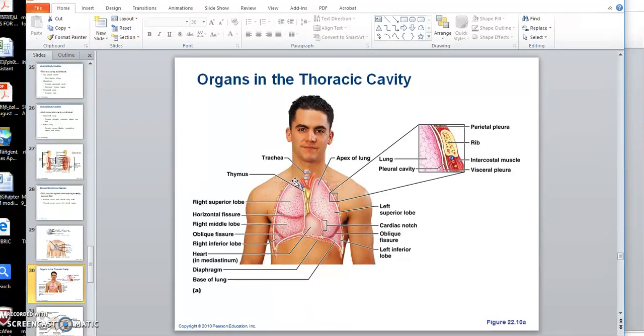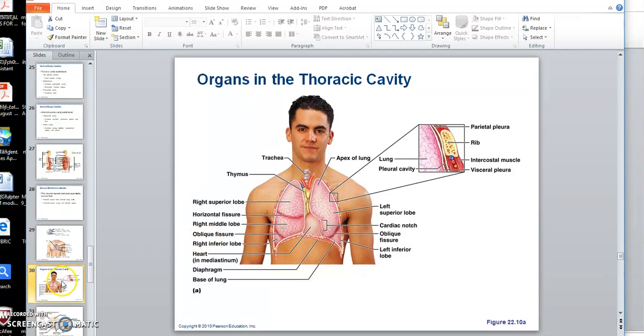And between the visceral pleura and the parietal pleura is the pleural cavity. So we have 2 pleural cavities. Then we go to the heart.